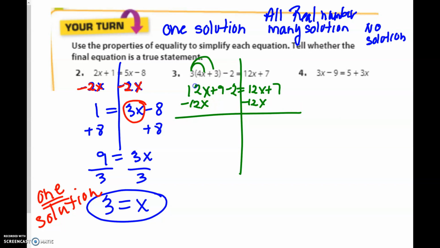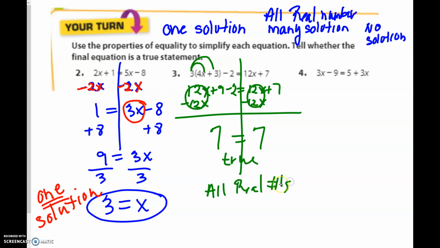And when I do, this x cancels out, and I'm left with 9 minus 2, which is 7. And over here, oh, look at 12x minus 12x. This cancels out also, and I'm left with 7. So what happened here is my x's canceled out, and I'm left with 7 equals 7, so this is a true statement. So what happens here, this answer is all real numbers.